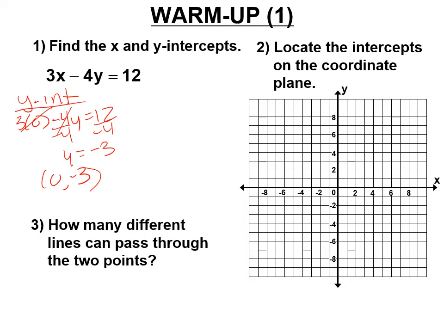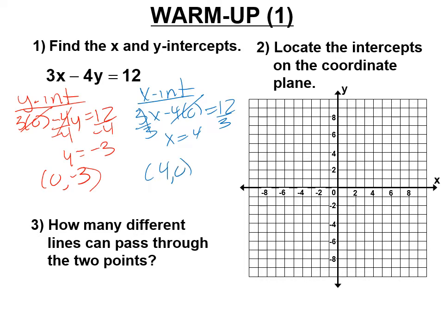The x-intercept, all right, you're going to make y equal to 0. So 3x minus 4 times 0 equals 12. That goes away. Divide by 3. X equals 4, so it's 4, 0. Now, you're going to make a little sketch, and you're going to see that these are the easiest to plot, because the y-intercept, you just go 0, 1, 2, 3, 0, -3. The x-intercept, you go 1, 2, 3, 4. And you draw a line between them.